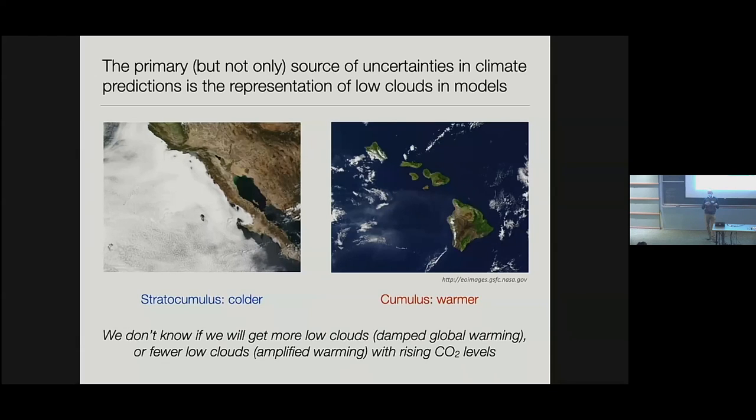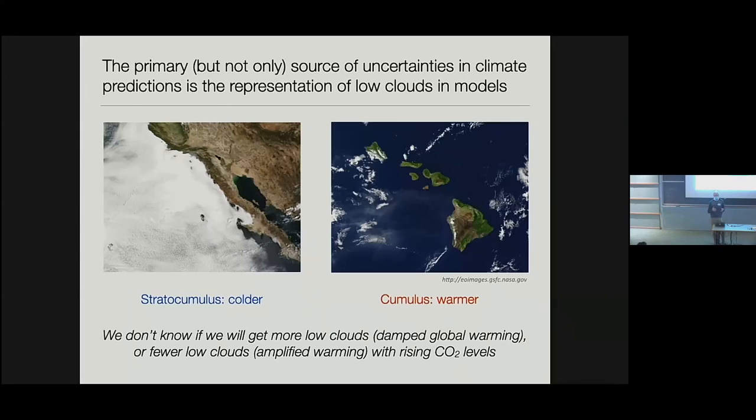So if you get more of these stratocumulus clouds, for example, as the climate warms, you get less warming because more sunlight is reflected. If you get fewer clouds, more sunlight is absorbed and you get more warming. And there is an emerging consensus that this feedback is amplifying, meaning that probably you'll get fewer clouds as the climate warms, but the magnitude varies widely across models, and even the sign still varies across models. It is the primary source of uncertainty.